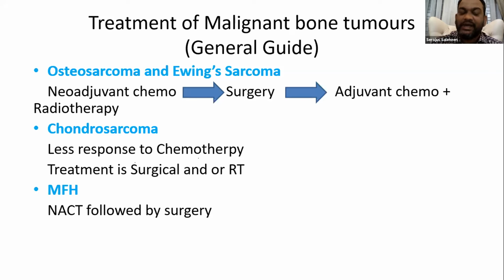In chondrosarcoma, it is less responsive to chemotherapy, so treatment is surgical or radiotherapy. In malignant fibrous histiocytoma, the treatment option is neoadjuvant chemotherapy followed by surgery.